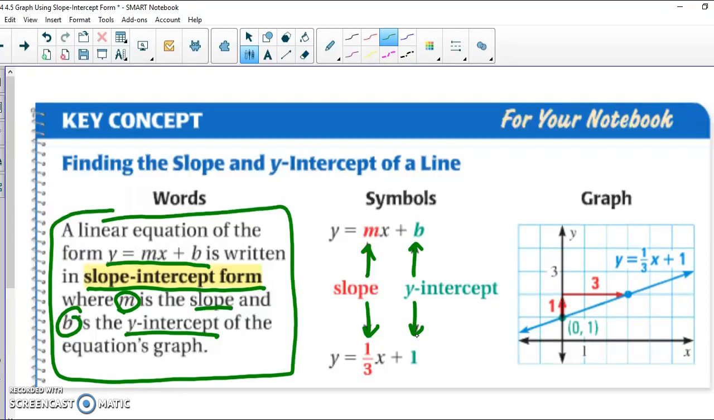So on our graph, if this is the graph of the equation y equals 1/3 x plus 1, then you can see my y-intercept right here at +1. And from here, I can use my slope to calculate my next points. So I'm going to use rise over run, and I know that from my slope, I'm going to rise 1 and run 1, 2, 3. And that next point puts me right back on my graph.